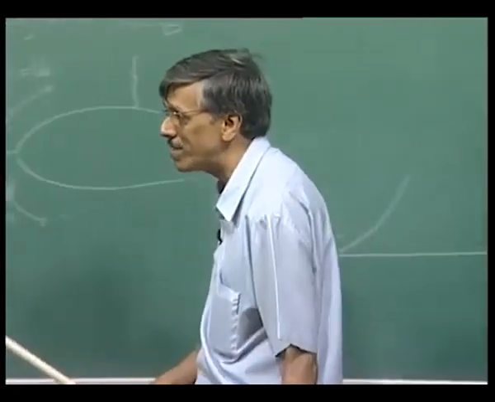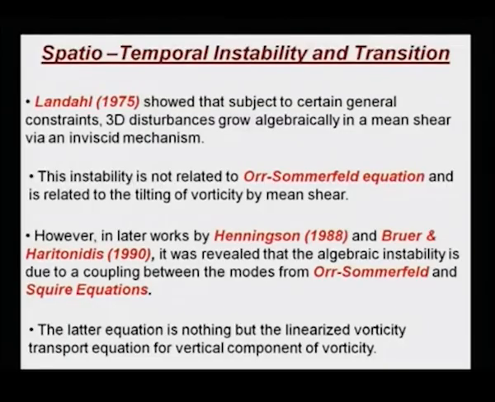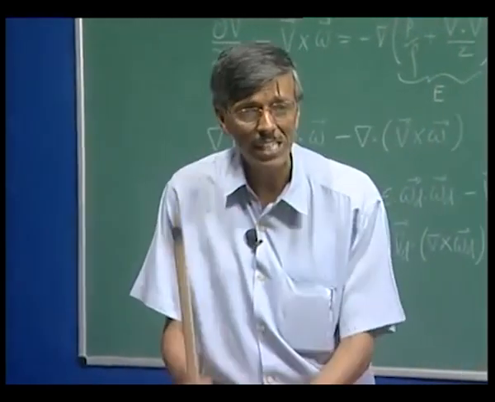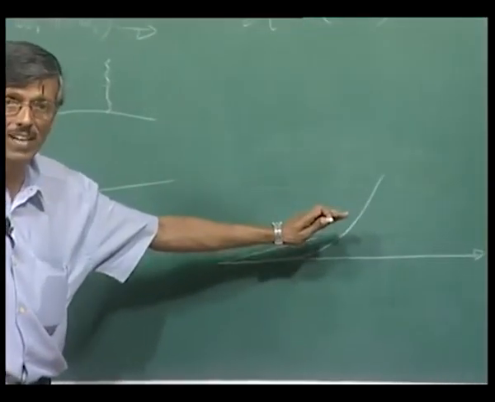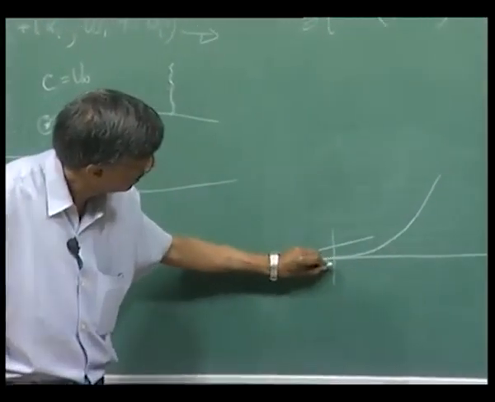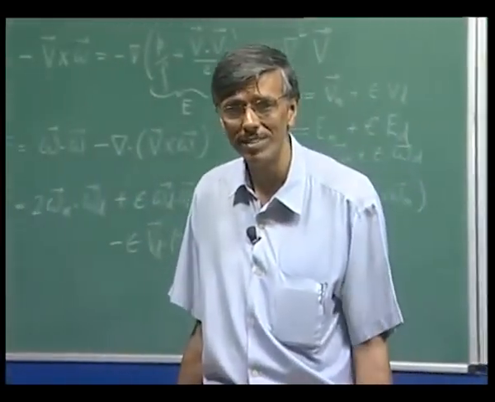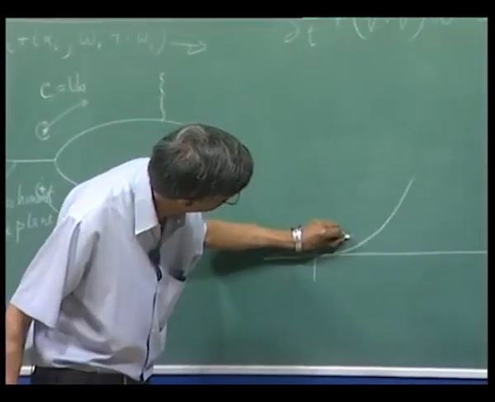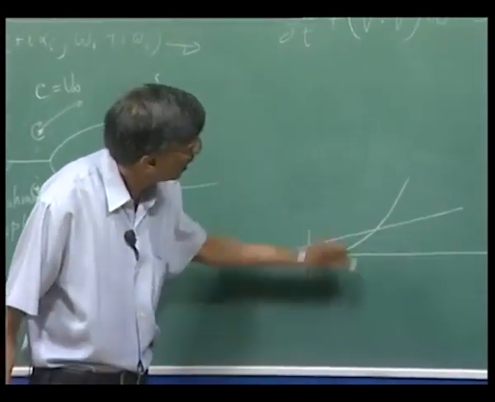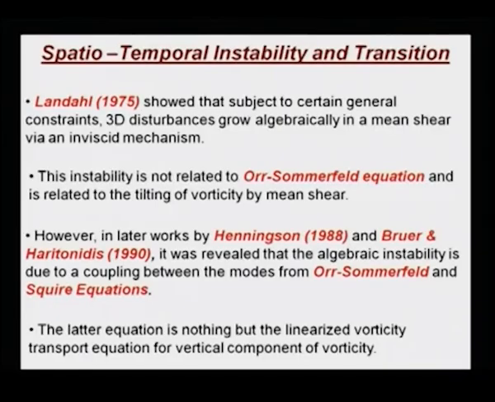So, Landahl was basically probing the idea that in the initial phase you could have an algebraic growth, and that could take your disturbance to a significantly higher level. For example, here the distinction between the two could be 1000-fold or 10,000-fold, right? Whereas, at a later time, of course, if this persists, the exponential growth overtakes. Okay?